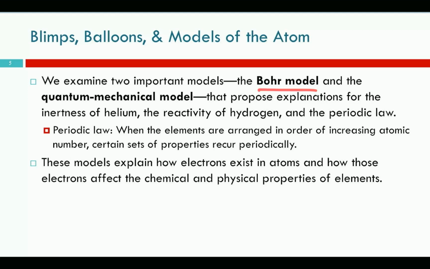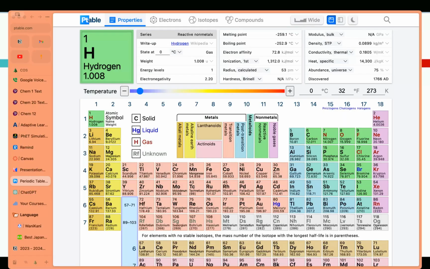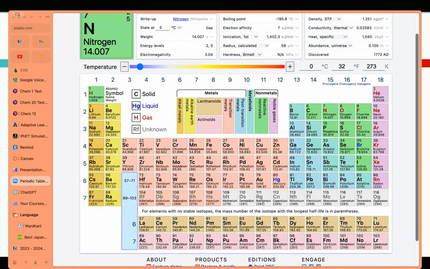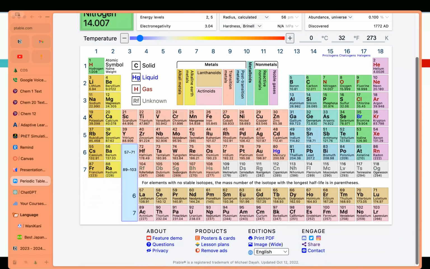So the Bohr model is one. The quantum mechanical model, that is the most modern, most current, most correct model that we have. And both of those models, to a certain extent, explain periodic law. Basically, when you arrange the atoms in order of increasing atomic number, then you get these sets of properties that recur periodically. And actually, if I just flip over to the periodic table, so we just look at this periodic table, right? I mean, starting at the top, it goes 1. So the first element, hydrogen, very reactive.